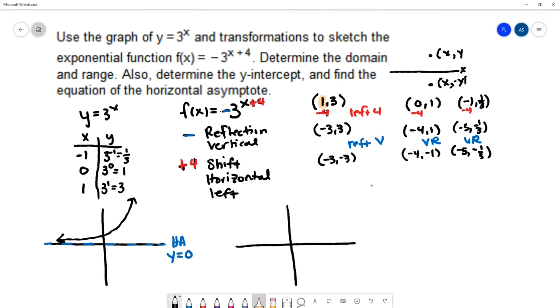Now we are sketching the graph. We've found these new points. These are the new points on our graph, negative 3 to the x plus 4. So that's negative 3, negative 3, negative 4, negative 1, and negative 5 and 1/3. So our new graph looks like this.